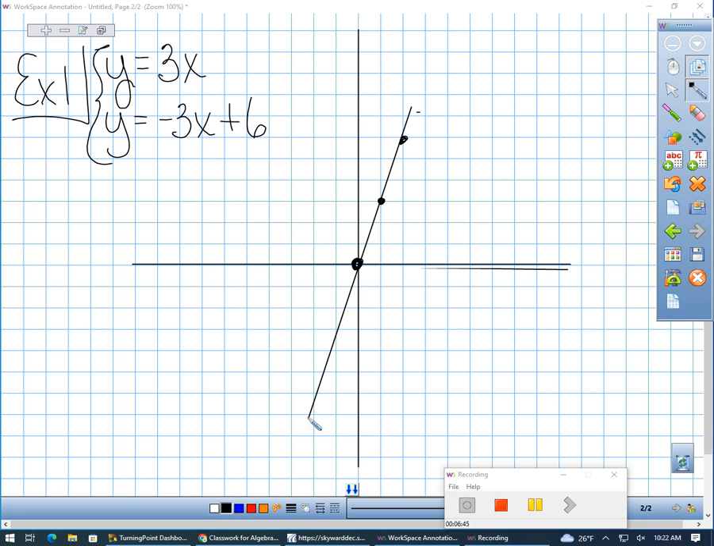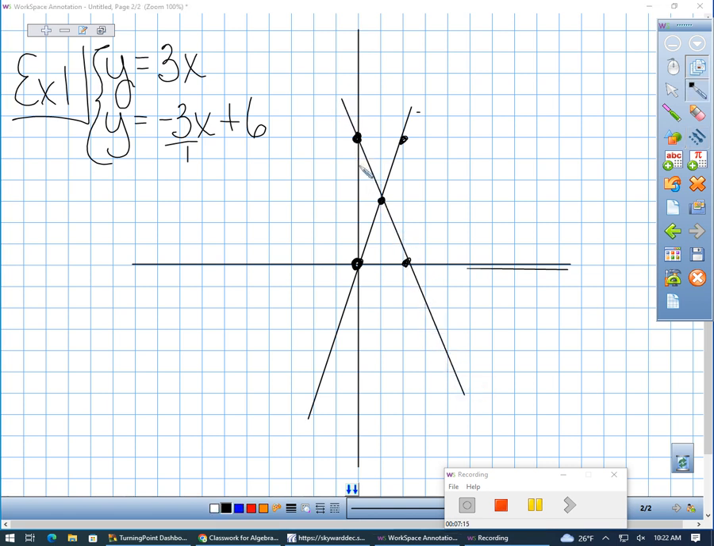Second equation. The second equation says that I start at 0, 6 on the y-axis, right? So 1, 2, 3, 4, 5, 6, and put a dot. My slope this time is -3, or -3 over 1. So that means I go down 3, to the right 1. Down 3, to the right 1, and connect my dots.